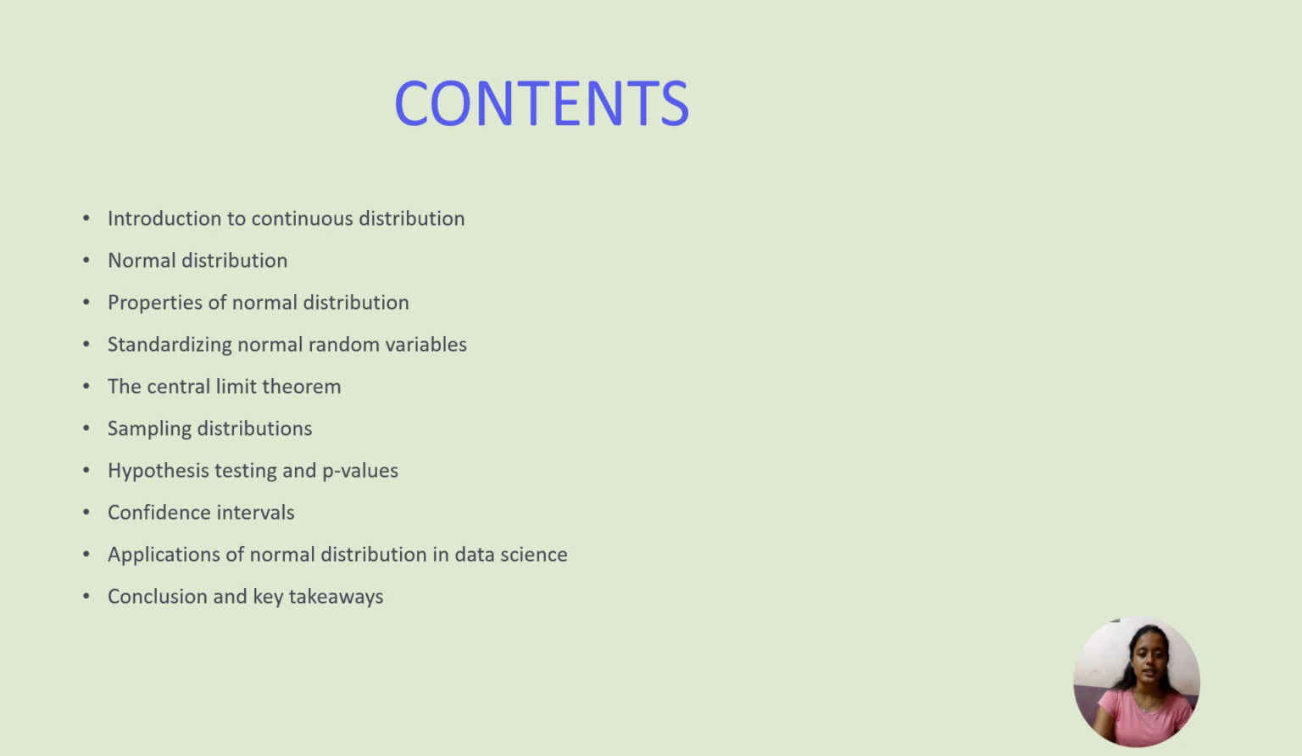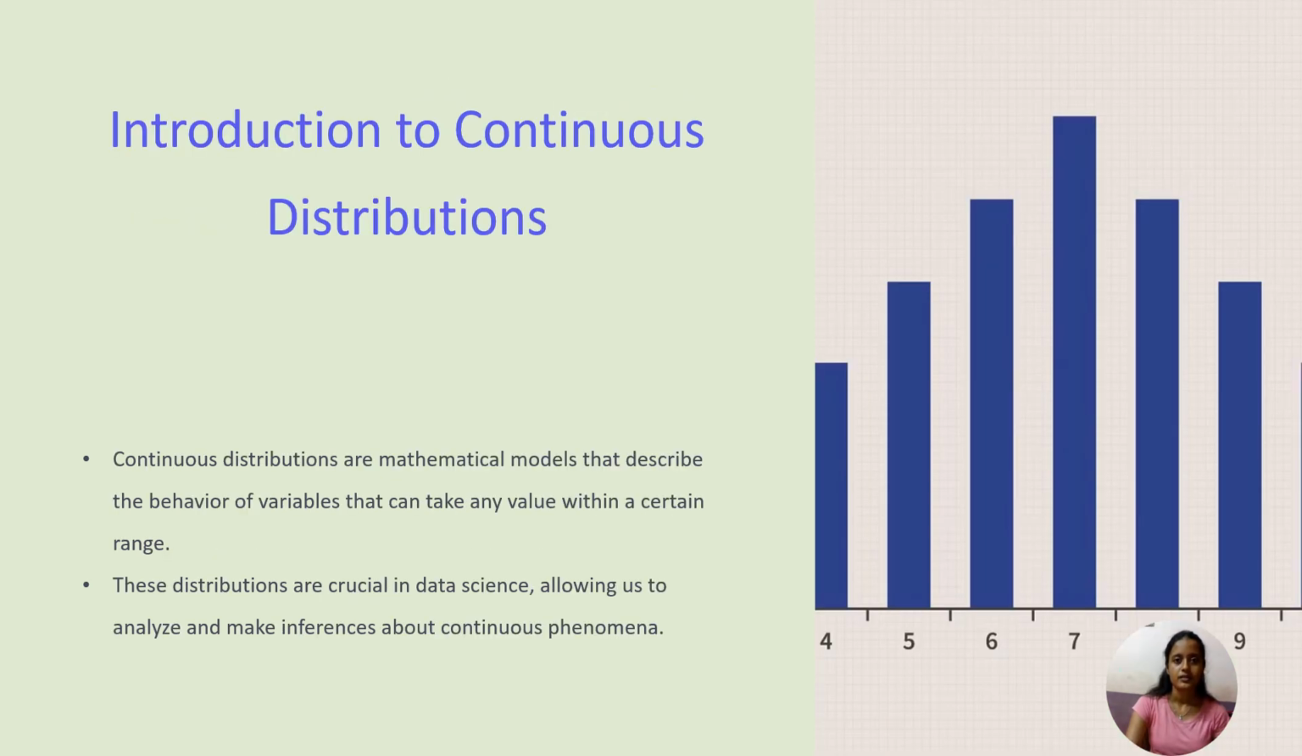Now let us see the introduction to continuous distributions. A continuous distribution describes the probability of a continuous random variable that can take an infinite number of values in a given range. Unlike discrete variables, which have distinct and separate values, for example the roll of a die, examples of continuous variables include measurements like height, weight, temperature, and time.